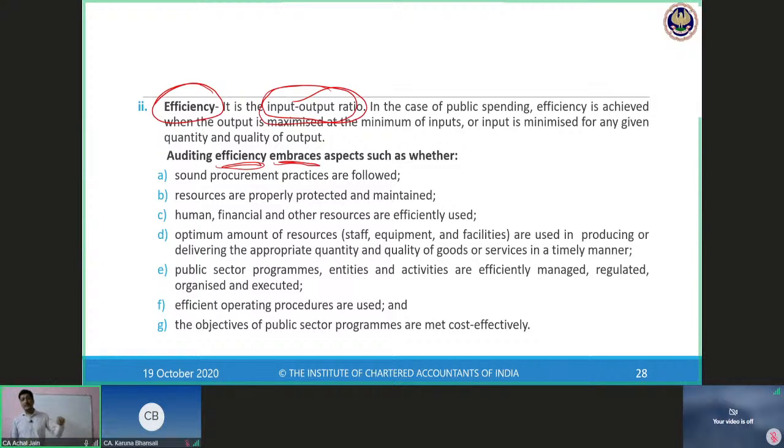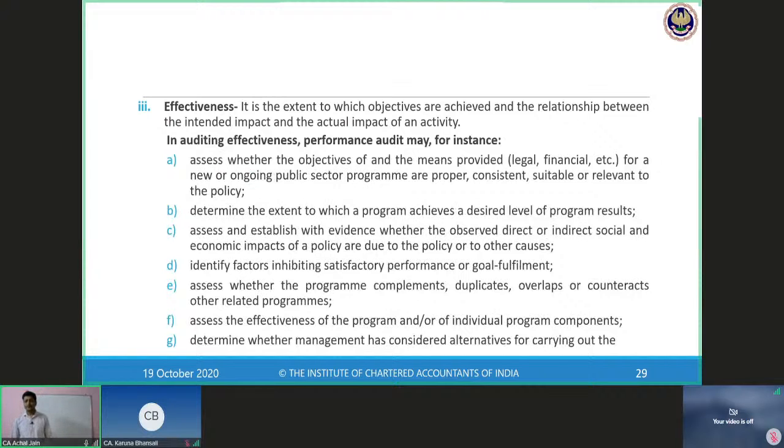Now, cost effectiveness is something that we have already covered in terms of having economies, in terms of keeping the activities or executing the projects in a very economical manner. Over and above, efficiency is the next thing which is required to be ensured. And third is about effectiveness. So what is effectiveness? It's the extent to which objectives are achieved and the relationship between intended impact and actual impact. Means how effective was the outcome or how effective was the activity which resulted in the outcome.